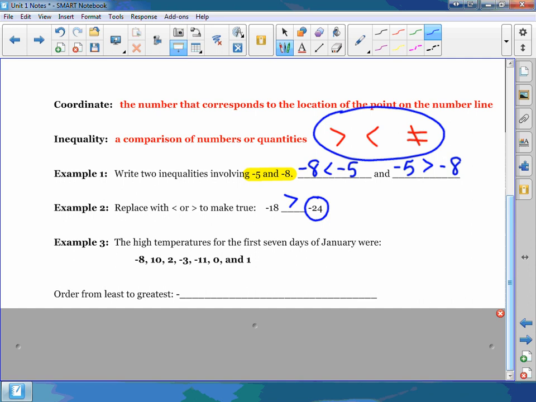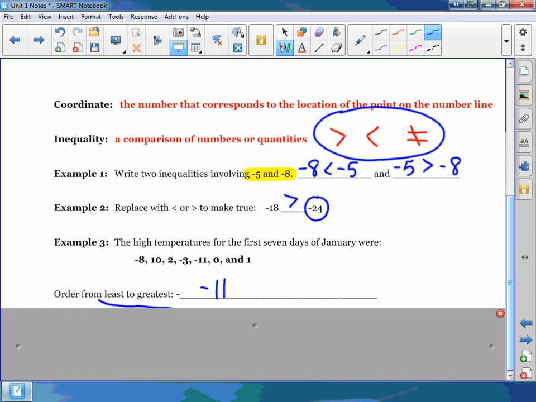Hopefully all these temperatures are a long ways away from where we are right now. But nonetheless, we'll experience this at some point probably. So we look at those 7 numbers and we try to figure out which one is furthest to the left, because the question says we're going from least to greatest. The one furthest to the left would be negative 11, so that would be the smallest value in this set.